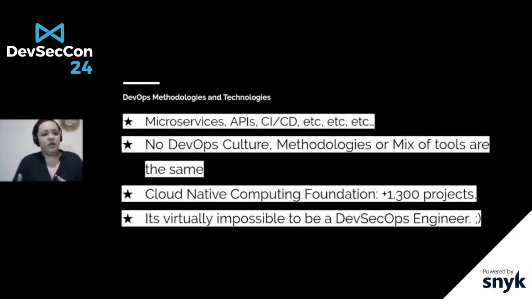If you include only the Cloud Native Foundation's options here, you have more than 1,300 projects. It's virtually impossible to be a DevSecOps engineer and say that you are able to secure all these projects, right?